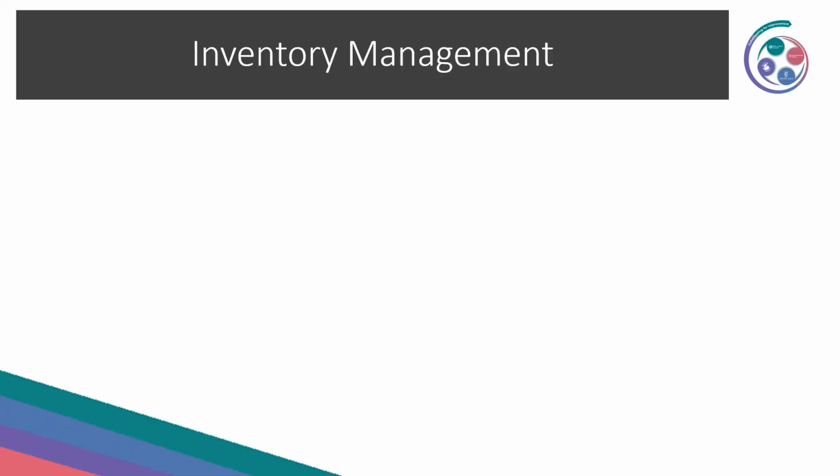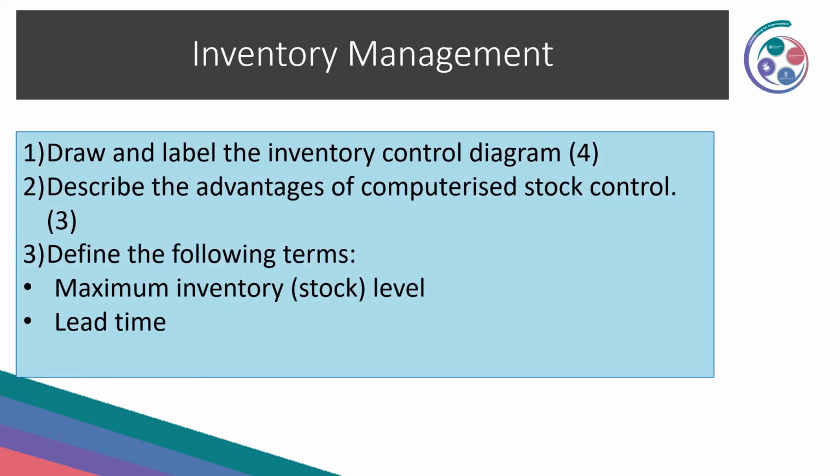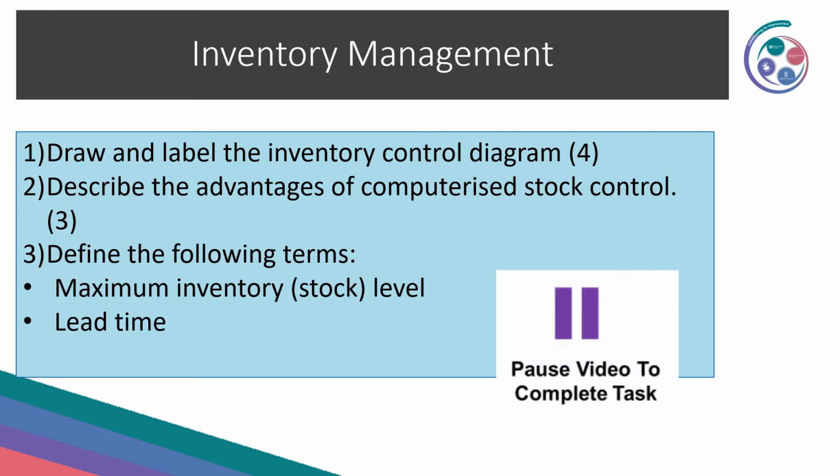Okay, so now we're going to go over inventory management, and these are some of the questions that you might get asked to do. Draw and label the inventory control diagram, which we're going to go over. Describe the advantages of computerized stock control, and then we've also got some defining questions there as well. So you might want to pause this at this point so that you can attempt it first before we go over it. If you wanted to do these questions, that would take approximately 10 to 12 minutes for you to do that.